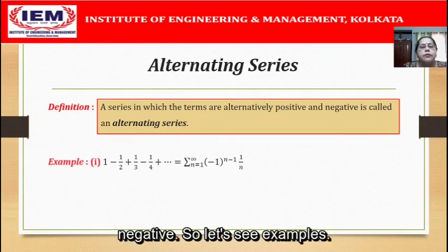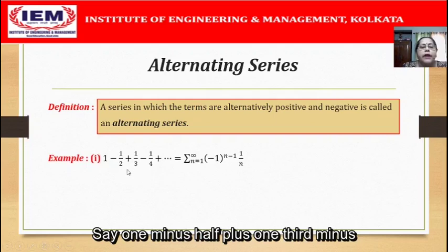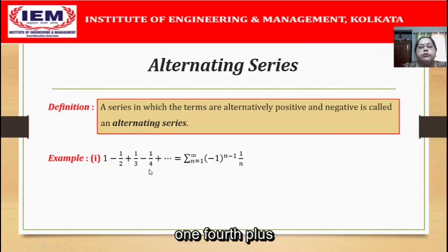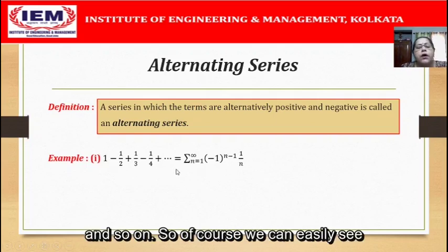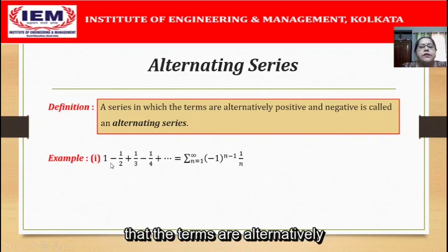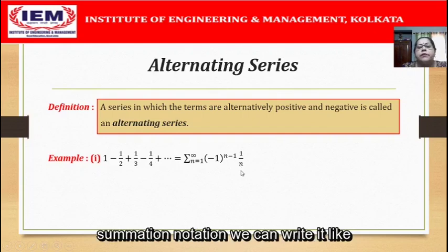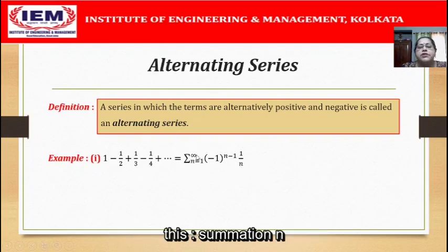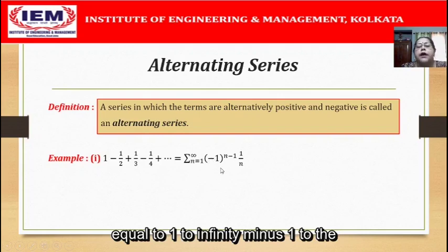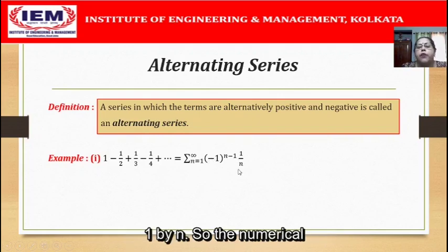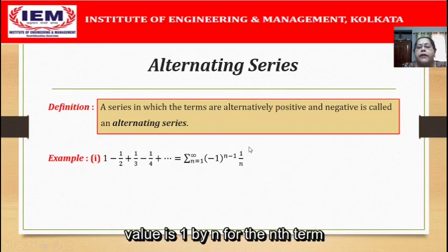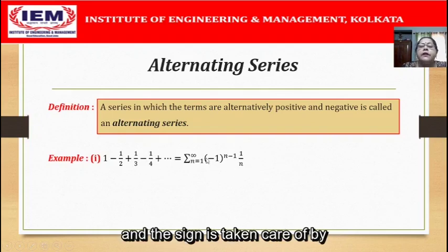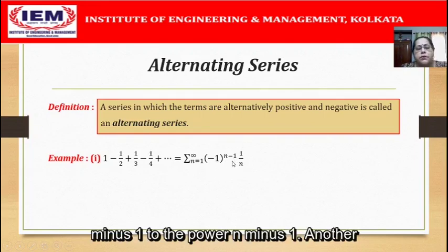So let's see examples. Say 1 minus half plus 1/3 minus 1/4 plus and so on. Of course we can easily see that the terms are alternatively positive and negative. And in the summation notation we can write it like this: summation n equal to 1 to infinity, minus 1 to the power n minus 1, by n. So the numerical value is 1 by n for the nth term, and the sign is taken care of by minus 1 to the power n minus 1.